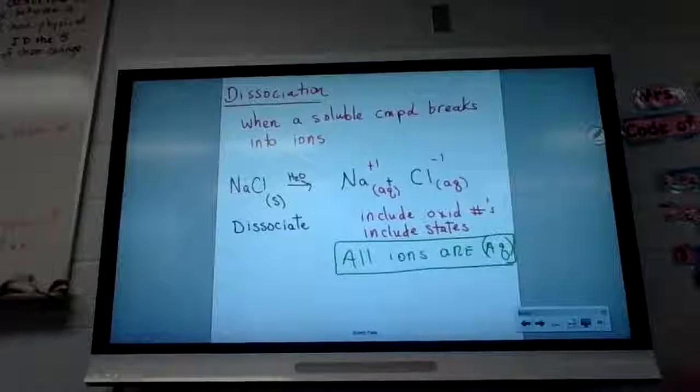All ions are aqueous. So once you turn them into ions, they will be aqueous. Everything that dissolves, everything that's soluble, will be aqueous when they dissociate. Now, if they don't dissociate, will they make ions? No.